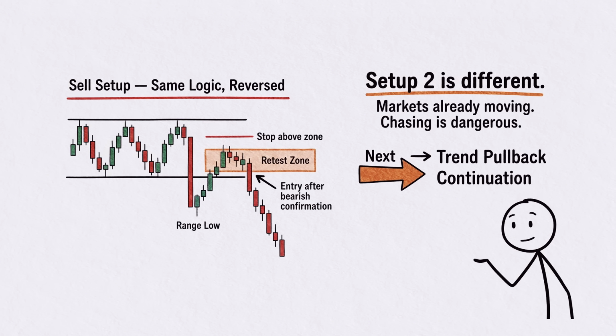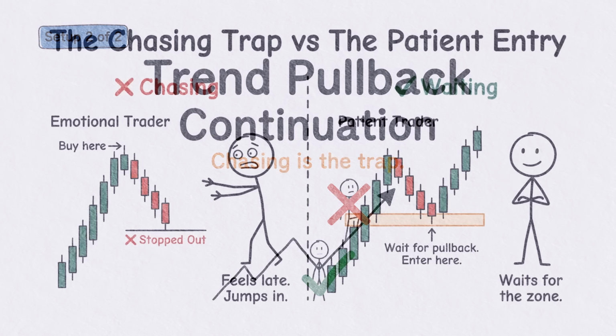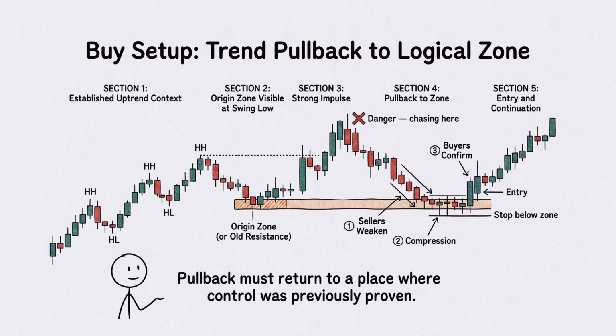The second setup is for markets that are already moving, but where chasing is dangerous. Most traders lose because they buy the high or sell the low. They see price moving fast, they feel late, and they jump in right before the pullback. A better approach is to wait for price to pull back into a logical zone.